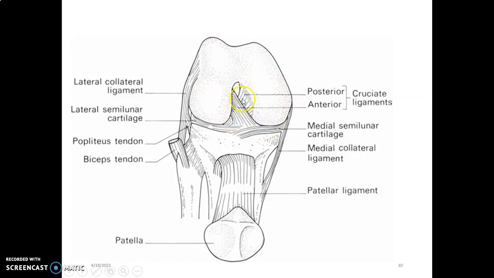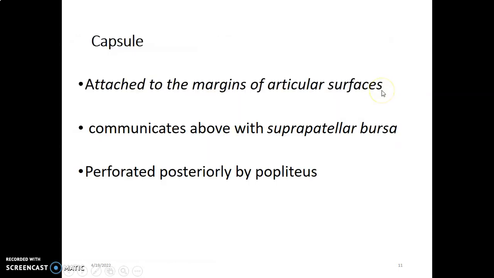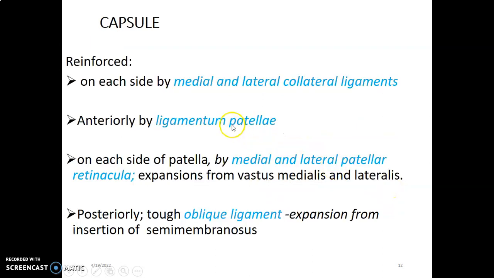These are your cruciate ligaments, intracapsular and extrasynovial, and these are your collateral ligaments, medial and lateral, which are extracapsular. And these are your semilunar cartilages or the menisci, the medial menisci and the lateral menisci. So the capsule of the knee usually is attached at the margins of the articular surfaces, and usually this capsule communicates with the suprapatellar bursa. Posteriorly the capsule of the knee is perforated by which muscle? Popliteus.